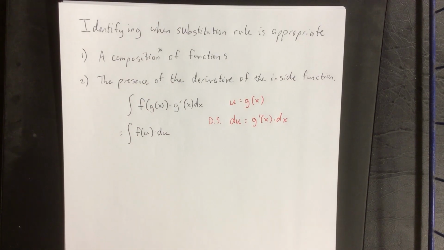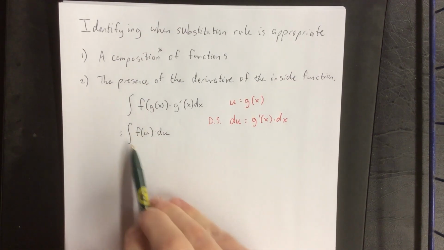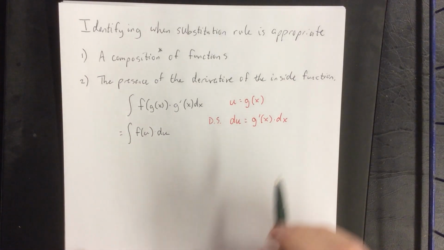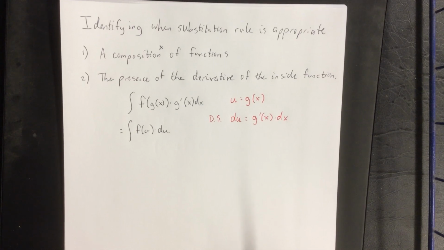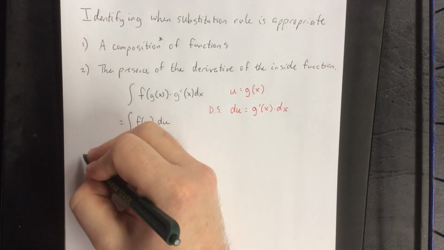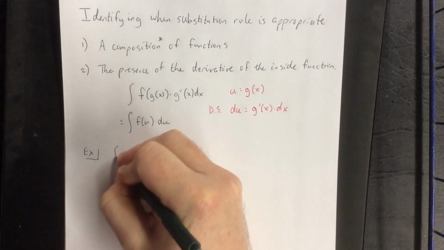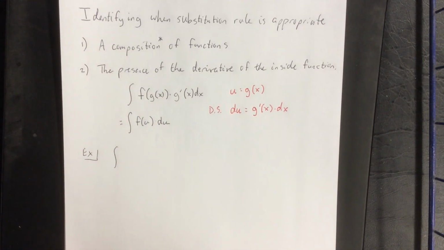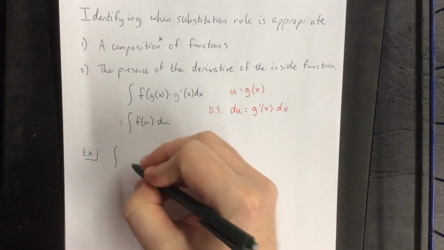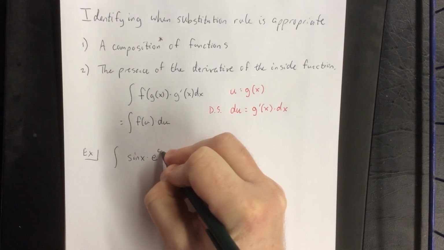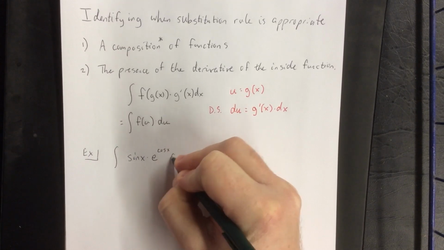Now it is necessary to make sure that u is the only variable that is contained within the integral. If there are any leftover x's or t's or thetas or whatever your independent variable happens to be, this technique will not work. So, some examples of being able to identify situations where something like this would be appropriate. Let's talk about the integral of sine of x times e raised to the cosine of x dx.